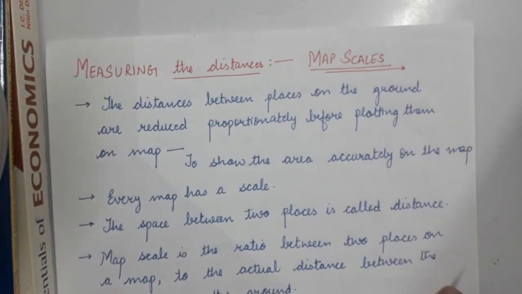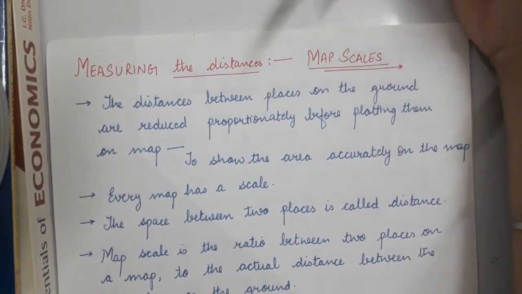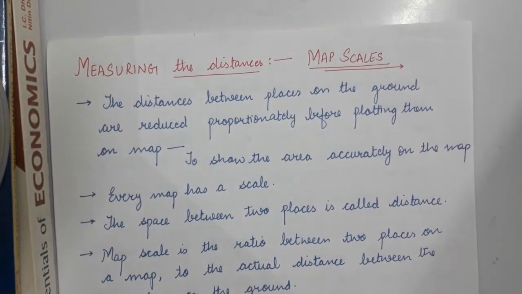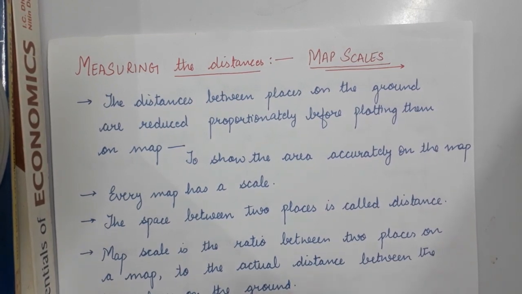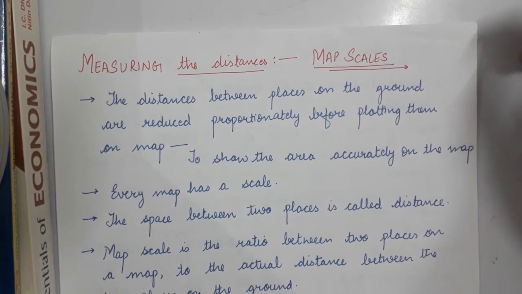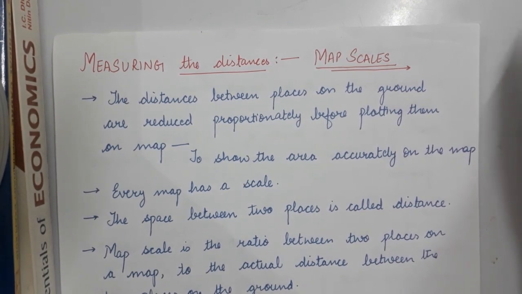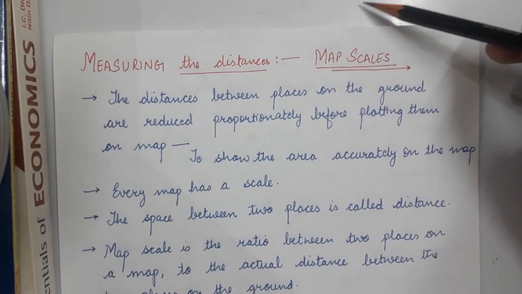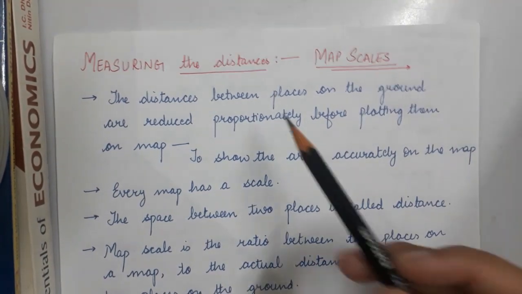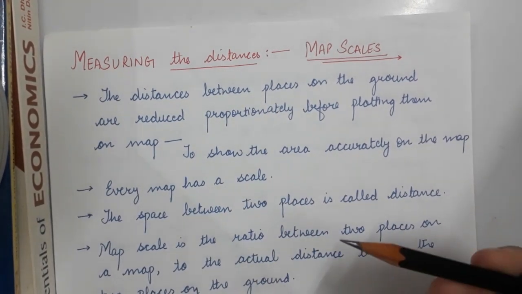Hello students, today we will be discussing the measuring of distances, and how distance is measured on the ground and on the map. First of all, when we measure distances on the ground, we measure them in metric units like kilometers and meters. Similarly, maps are drawn on paper, so the distance is very small. We will measure it in centimeters.